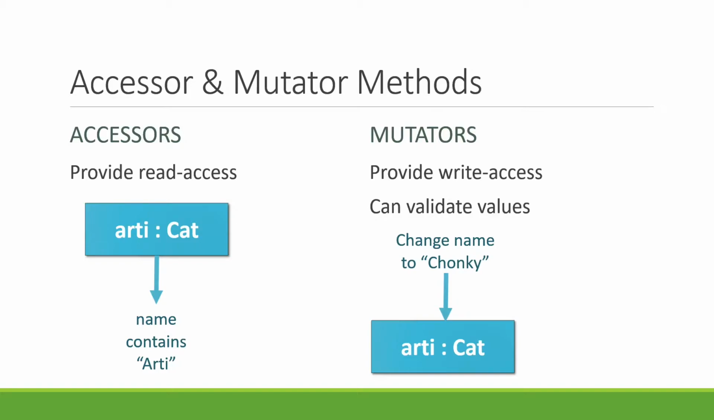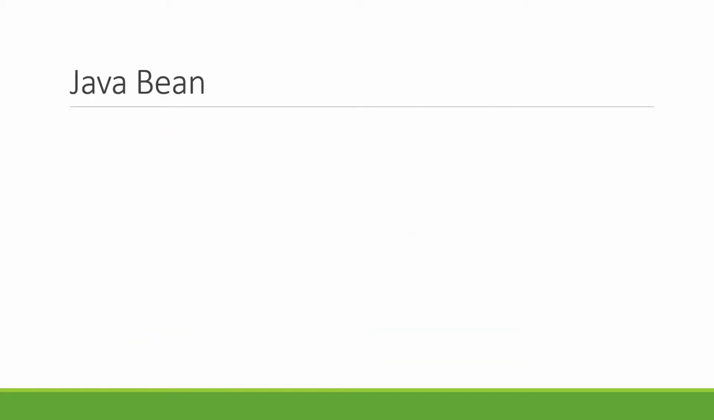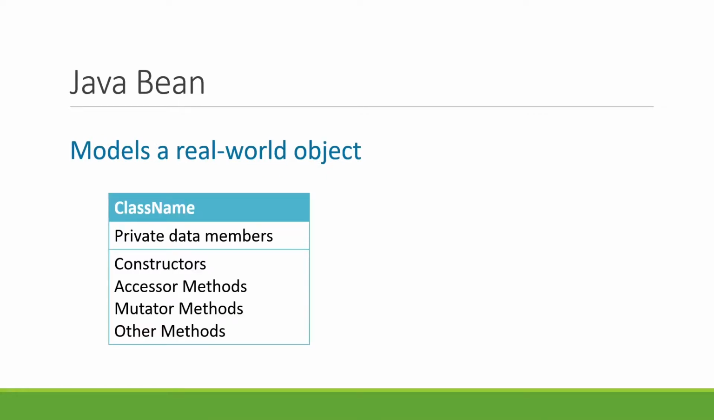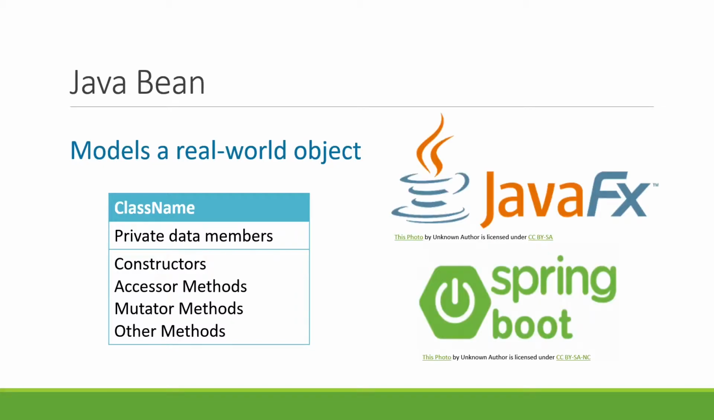You'll see that accessor and mutator methods must be defined an exact way. That standard that we're following is called the Java Bean standard. A Java Bean is a class that models real-life objects and has constructors, accessors, and mutators. It's important to follow the Java Bean standard because in later courses you'll learn things like JavaFX and Spring Boot, which can only do certain things with your beans if they follow the Java Bean standard.